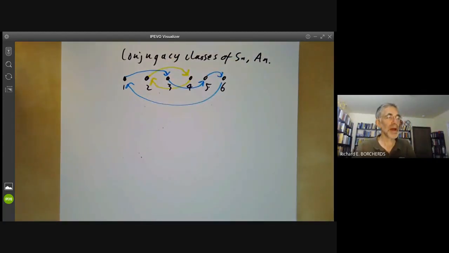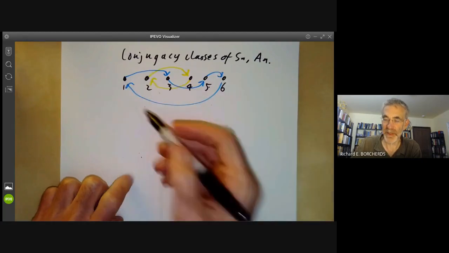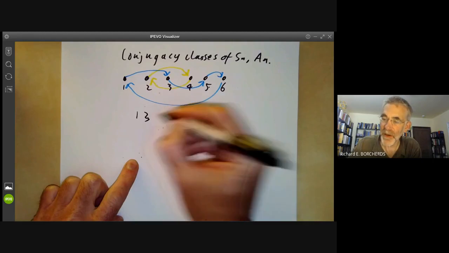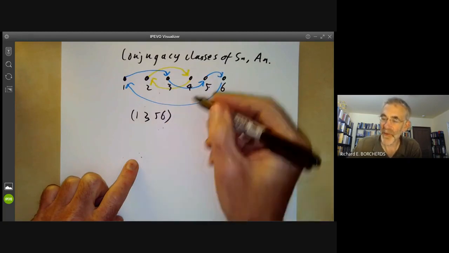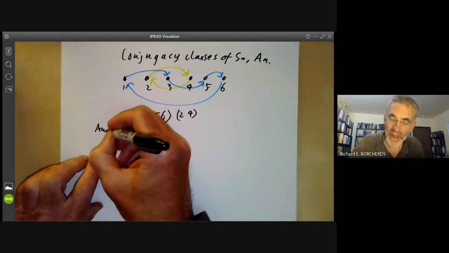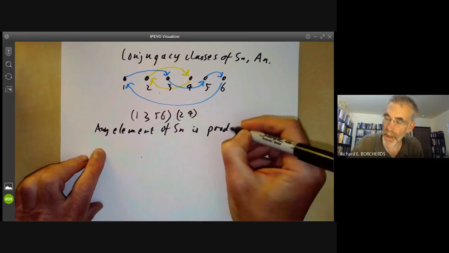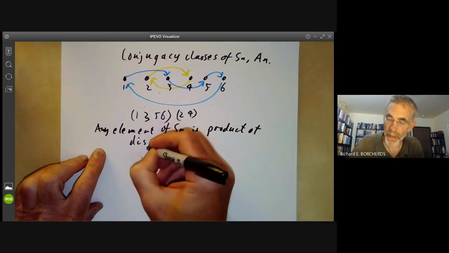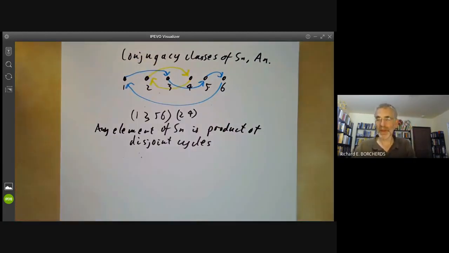You see that any permutation of these 6 points can be split up into cycles. So we write this permutation in shorthand notation like this: (1 3 5 6), which just means the cycle taking 1 to 3, 3 to 5, 5 to 6, and 6 to 1. And then we've got another cycle, (2 4). So any element of S_n is a product of disjoint cycles. A cycle is where you cyclically permute the elements as if they were around the edge of a circle.